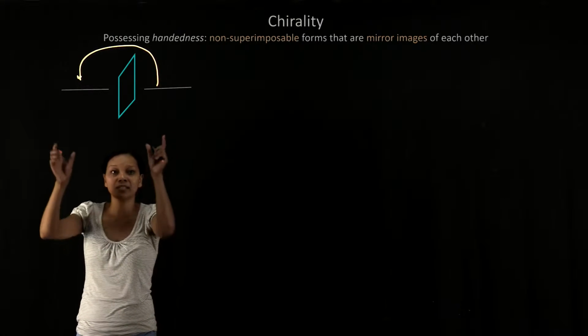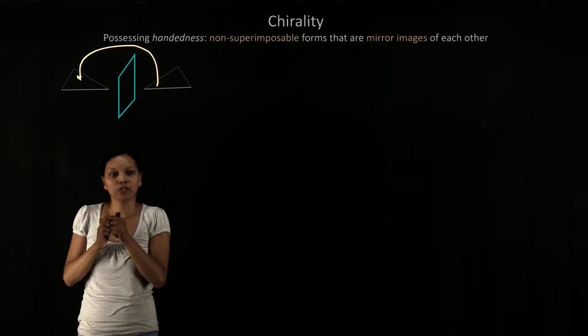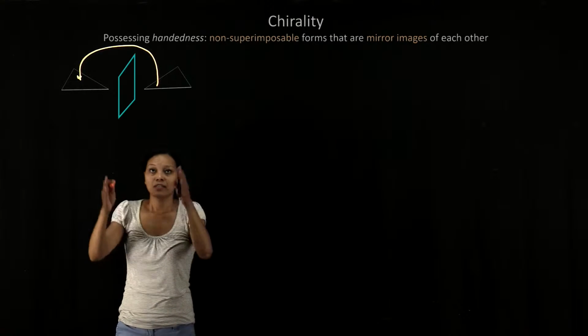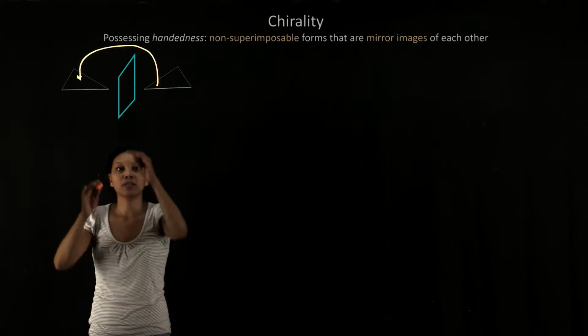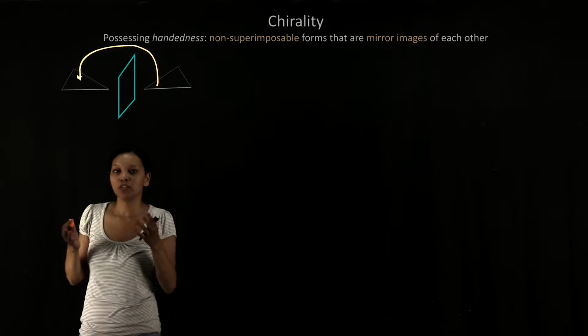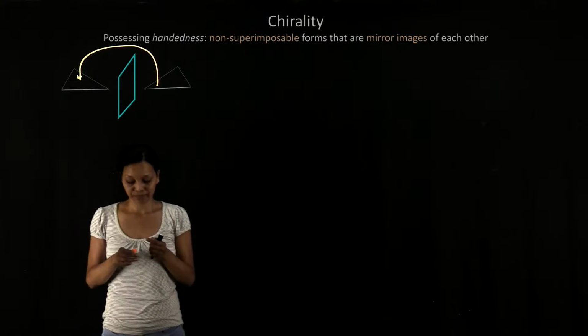Now, if we were to take these lines and project them into the second dimension and form these triangles, we would have the same effect. These are both mirror images and they're pretty much identical. If we were to flip one on top of the other, they're superimposable, and so these forms are basically achiral, or they don't have any chirality.